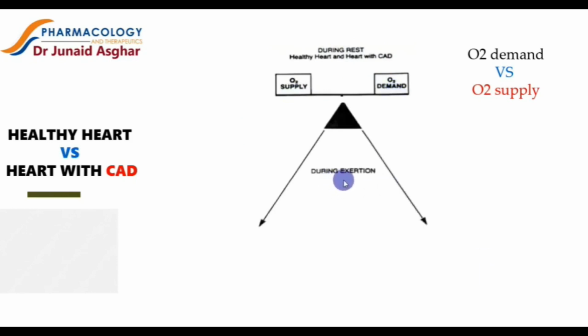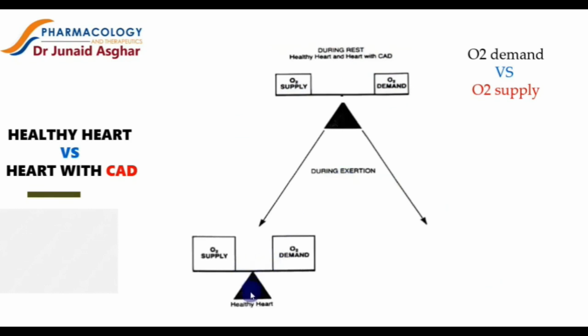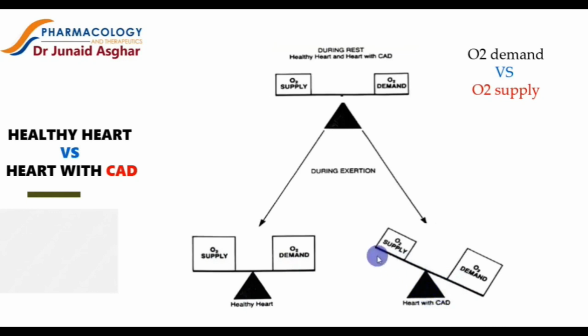Now upon exertion or during exercise, the normal heart is capable of maintaining an equilibrium between oxygen supply and oxygen demand, whereas the heart with a CAD or coronary artery disease will be in serious trouble, because now, as you can see, the system is off balance. The oxygen demand is higher, whereas the oxygen supply is restricted due to the blockade in the coronary artery or the clot formation in the coronary artery, and this could eventually lead to angina or MI.